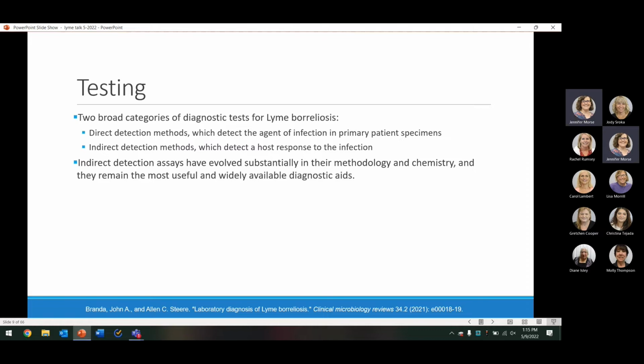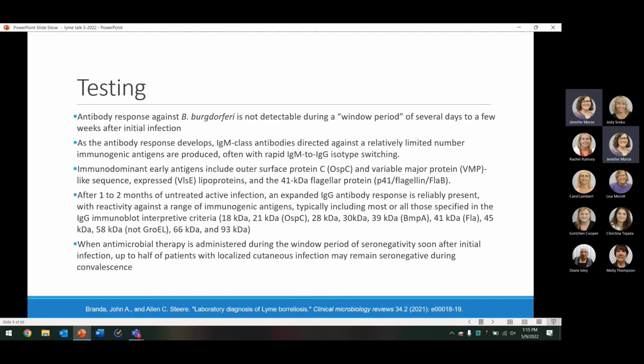And then there's indirect testing methods, which you're looking for antibody response. And that's the primary way that we do look for Lyme infection, and there's been a lot of improvement over the years in those tests.